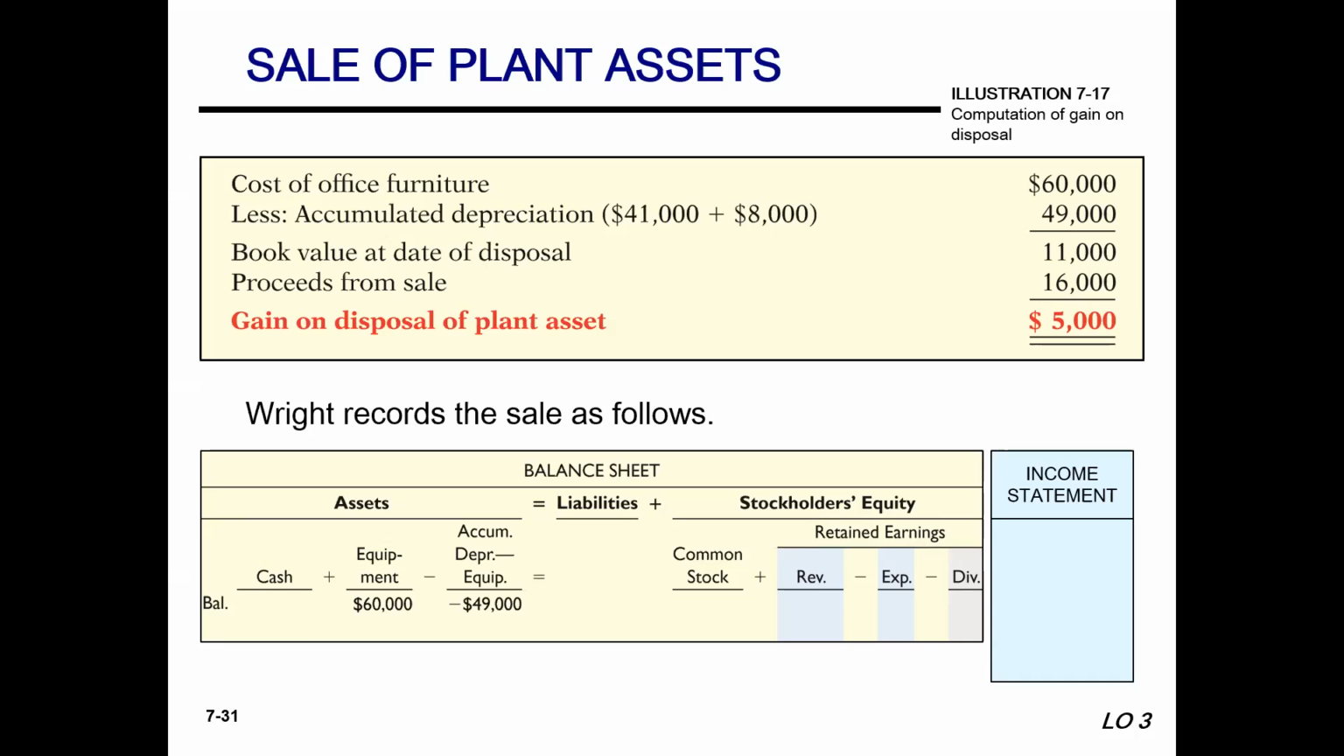So what if it increases your income statement or decreases it? It's one-time only, and it doesn't repeat itself. It just happens in that year. So we have cash coming in of 16,000. We have equipment leaving the balance sheet of 60,000. The accumulated depreciation portion is also leaving, so we do the exact opposite. And then we have this gain on sale of 5,000, which increases the income statement. So that's where you'll see it.